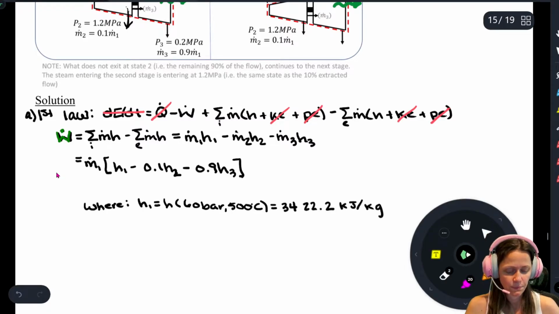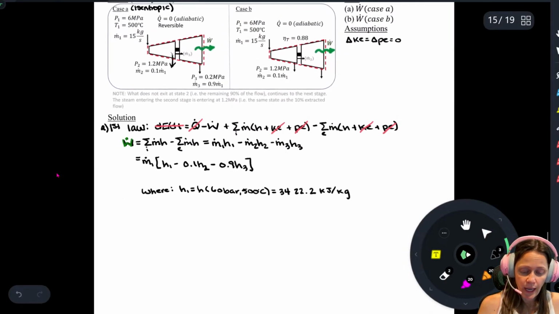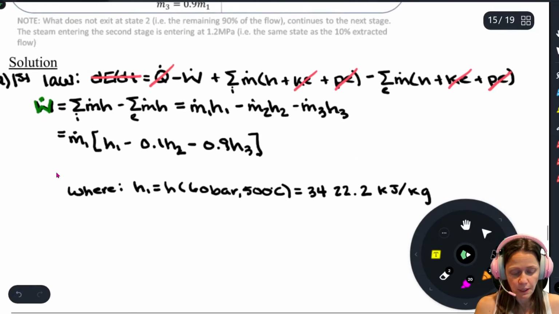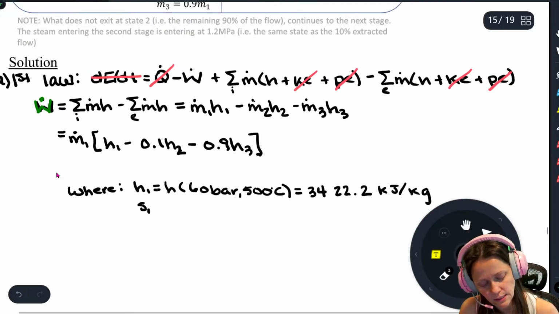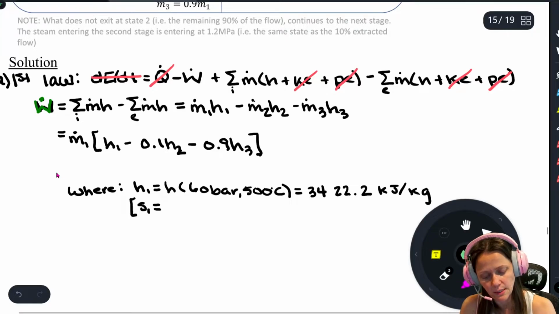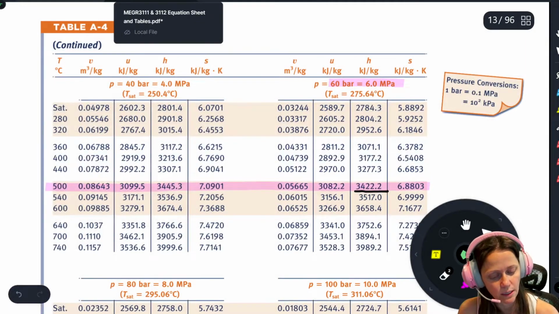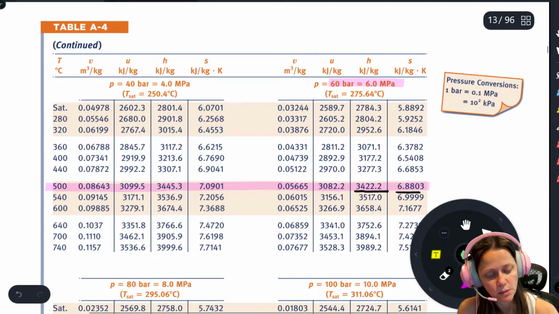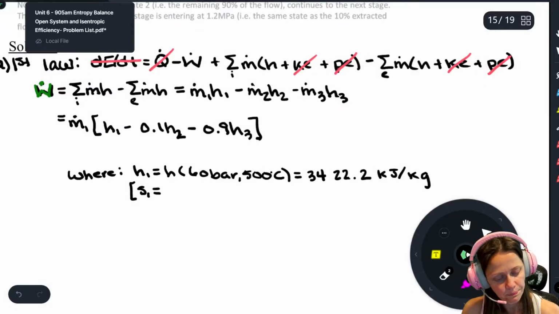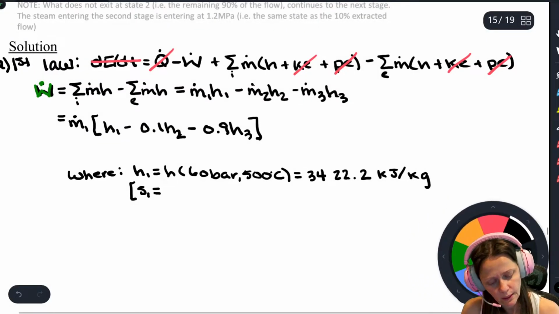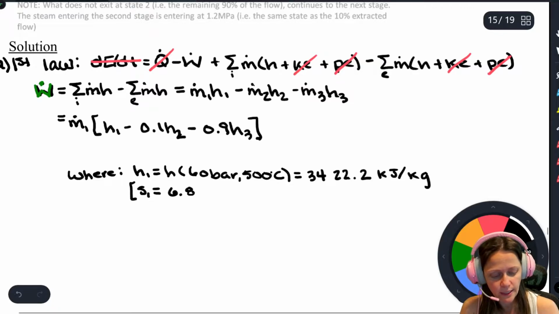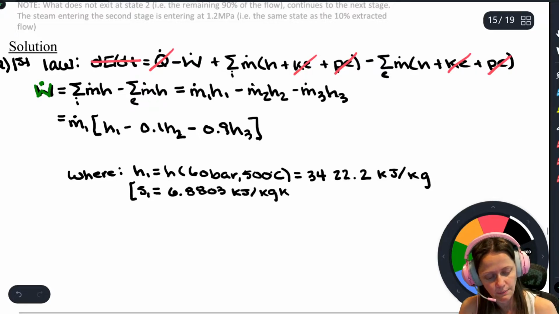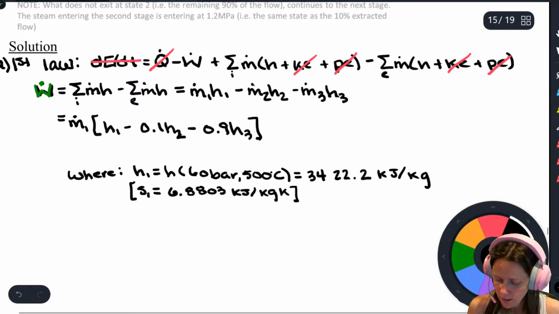Perfect. Now I'm going to go ahead and pull out the entropy value because I have a feeling that since this thing operates isentropically, that's going to be something I'm going to be interested in. So my entropy value is 6.8803, and that's kilojoules per kilogram K. Perfect. All right.